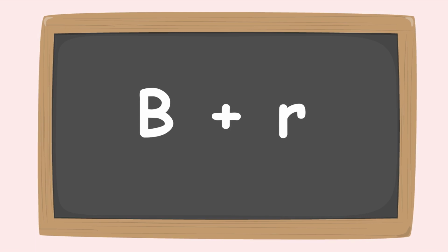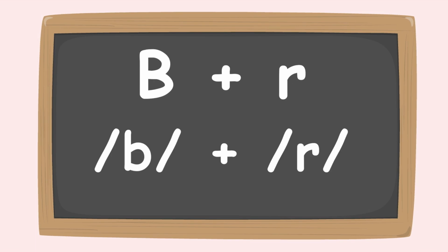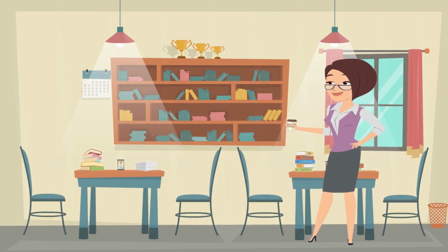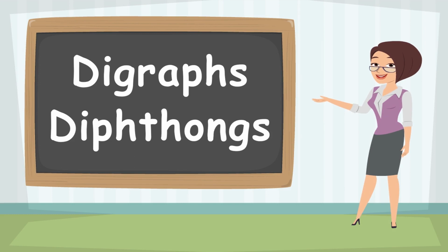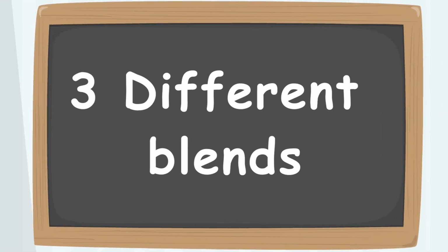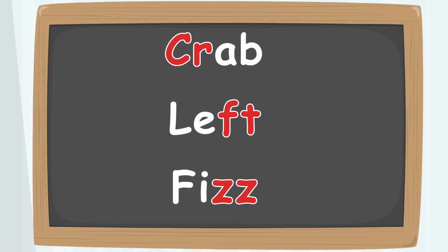But as you can see, in these blends of two different consonants, we could hear both the consonants separately, like br, br. But now we are going to learn something interesting. We are going to see what are digraphs and diphthongs. So there are three different types of blends. One is two consonant blends or double consonant blend, in which we can hear both the consonants distinctly.